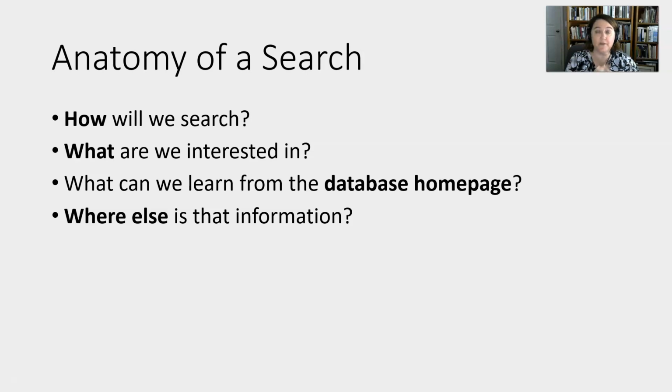You want to ask yourself, how am I going to search? Am I going to start with that homepage search, or am I going to go to that record set? What do I want to find? What am I interested in? What can I learn from that database's homepage? Is there stuff missing? When was this updated? All of that. And where else is that information? Maybe you can't find it, but it's also on FamilySearch. Then go check FamilySearch out and see what you might find that you didn't find on Ancestry, and vice versa.